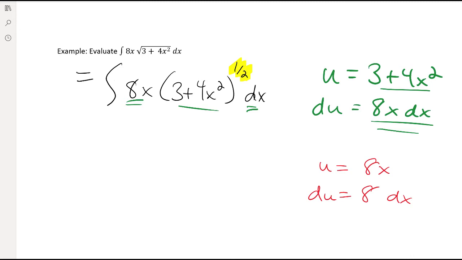Okay? All right. So that being said, let's perform the correct substitution here. So substituting the (3 plus 4x squared) to the 1/2 power, that becomes u to the 1/2 power.